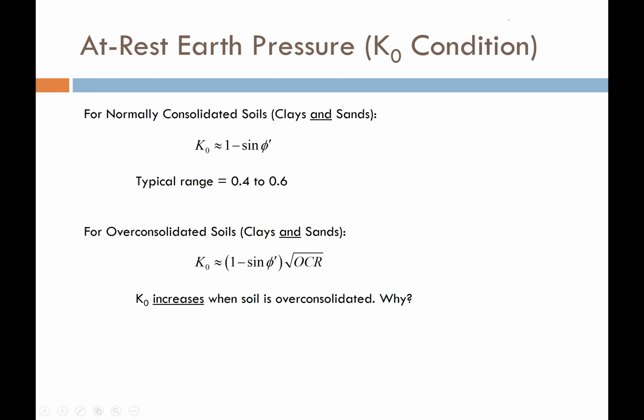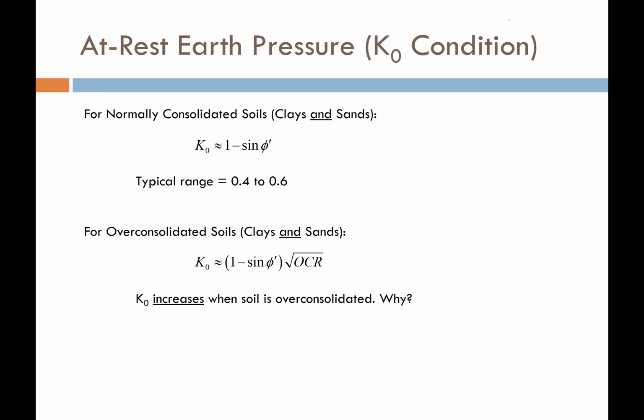If the soil is over-consolidated, then we just have to add this factor in here to adjust our approximation for over-consolidated soil. So we notice that with that OCR factor in there, it's going to increase the lateral earth pressure coefficient. So why would lateral earth pressure coefficient increase for over-consolidated soil? You might pause and just think about that for a minute.